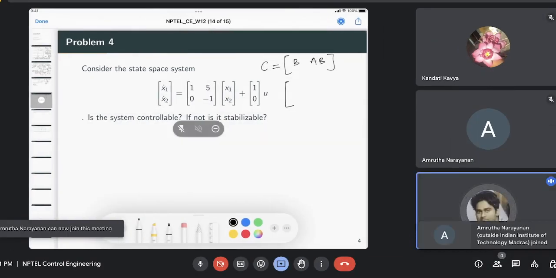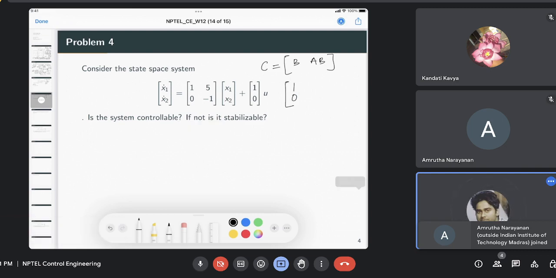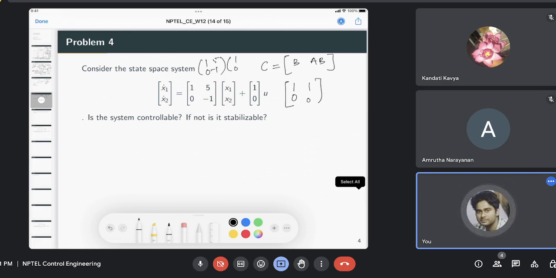So for this controllability matrix, B is [1 0] and AB will be what? A is [1 5; 0 -1] and B is [1 0], so if you multiply that, it's [1 0]. Okay, so this is the C matrix. You see the determinant of C is equal to 0, so it's not full rank, and the system is not controllable.